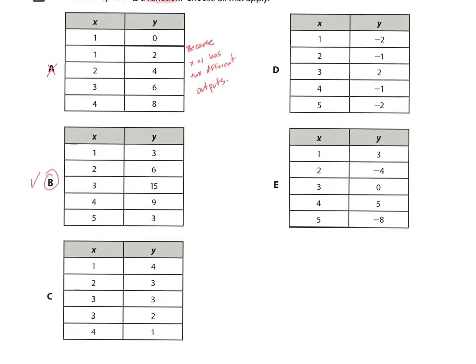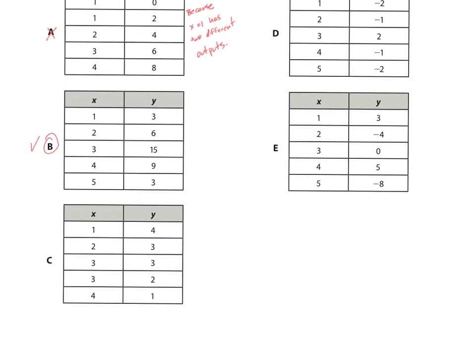For C, one more time, we're going to be paying attention to the inputs going to one output only. We have 1 goes to 4, 2 goes to 3, 3 goes to 3, now 3 goes to 2, and 4 goes to 1.